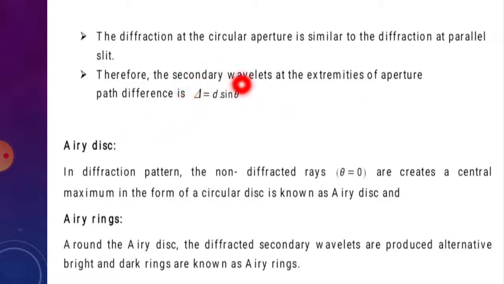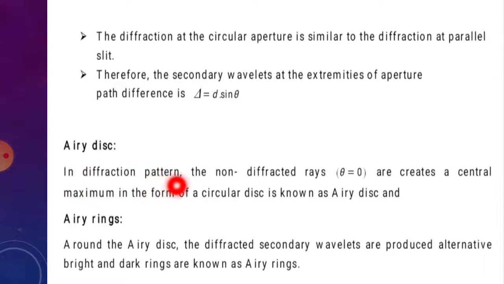So this is the path difference between the waves diffracted at extreme points of the circular aperture. Now let us see Airy disk and Airy rings. We already discussed what the Airy disk and Airy rings are in the previous slide. Now let us see the Airy disk.